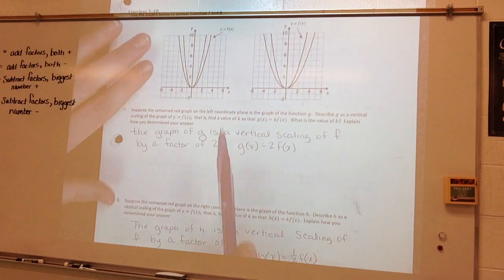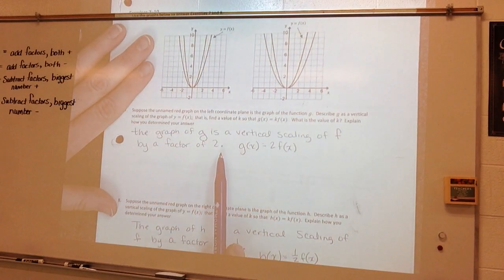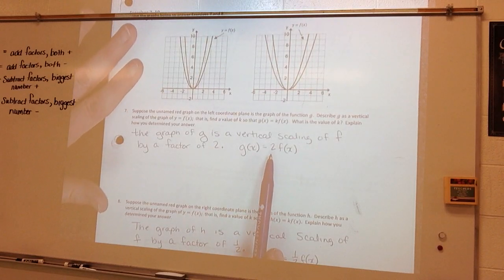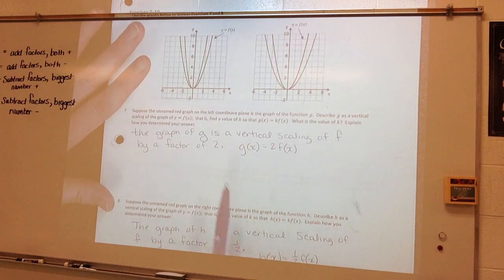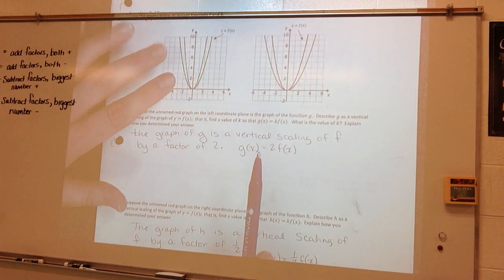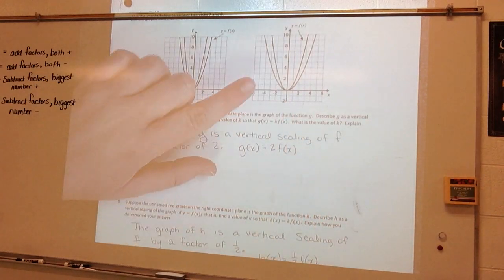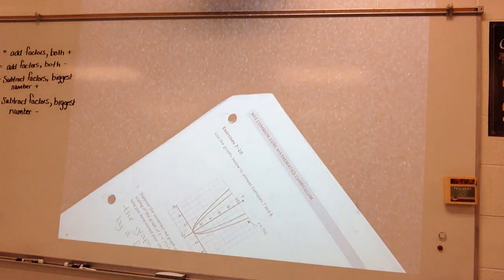So, if I am multiplying my graph by 2, then this is what happens. If I'm multiplying my graph by 1/2, this is what happens.